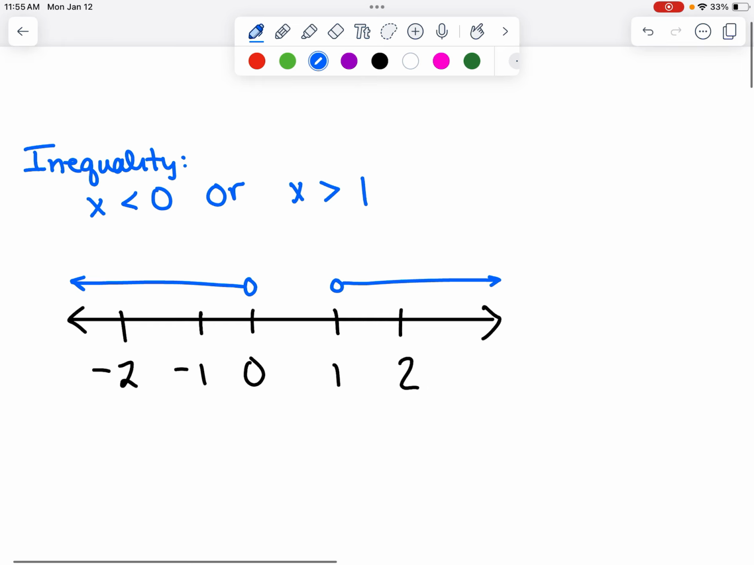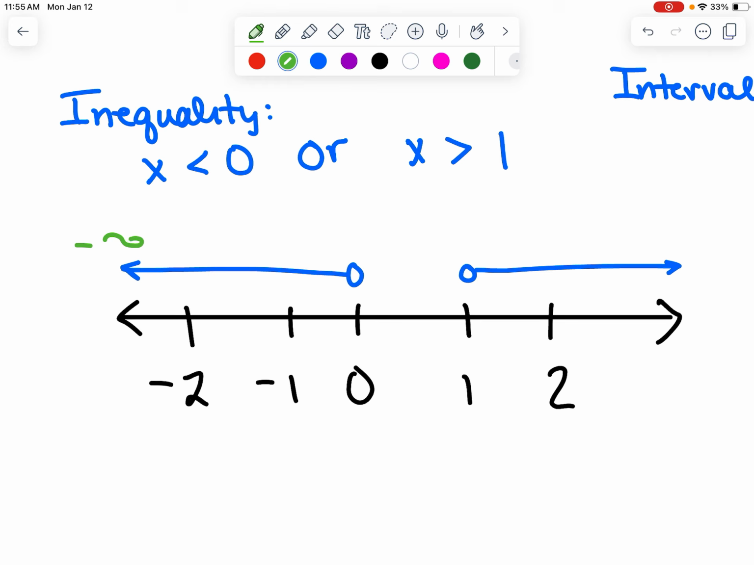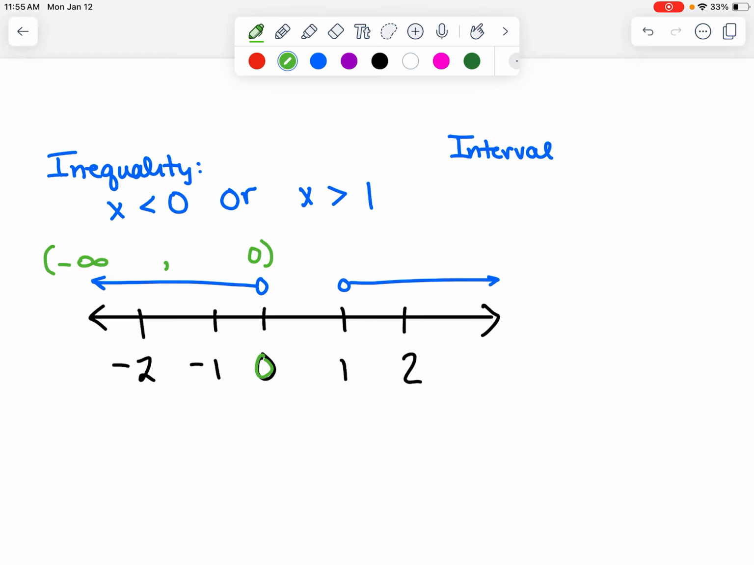So this is how you write it as an inequality statement. Okay, now to write this in interval notation, you will say what the lines look like. Hopefully you can see that this line is pointing to negative infinity. It comes to 0 and it stops. So you can't touch negative infinity, so you use a parenthesis, and you can't touch 0 because it's an open dot, so you use a parenthesis.